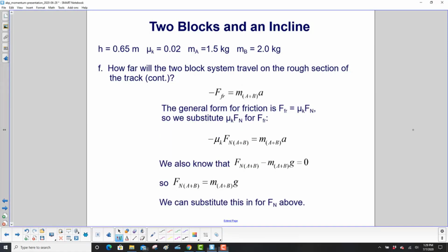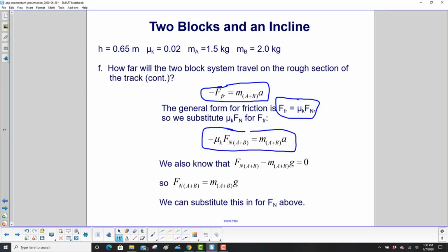How far will the two-block system travel on the rough section of track? Continued. So we know that we have a friction force acting to the left, so we give it a negative sign, that equals the mass of the combined blocks times the acceleration. Our general form for friction, by the way, if this seems deja vu-ish, we did it a few slides earlier, but we want to do it again just in case you're working here independently. So the force of friction is mu k times the normal force.